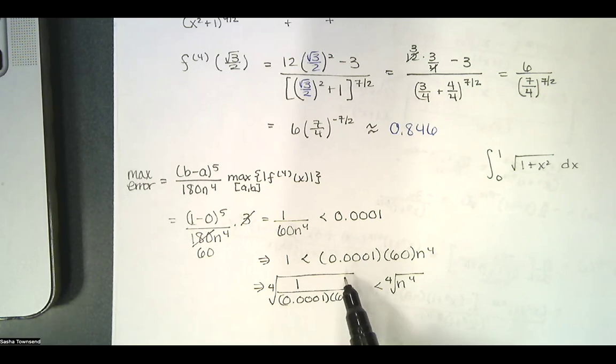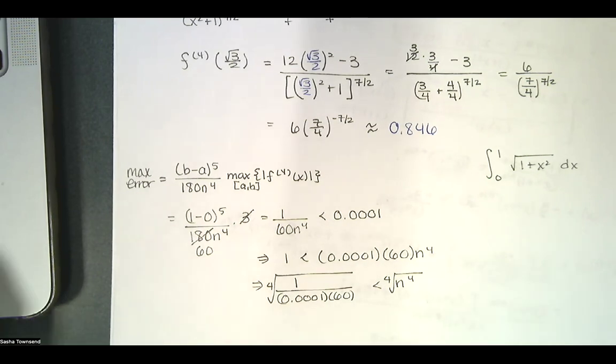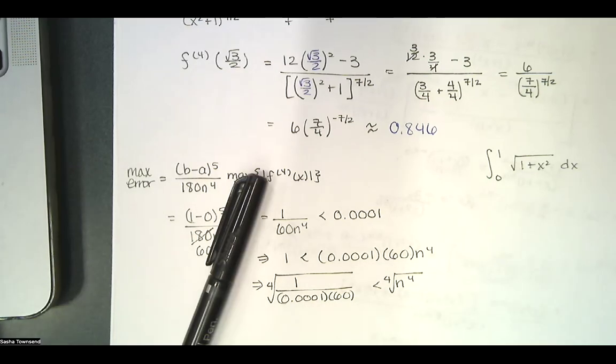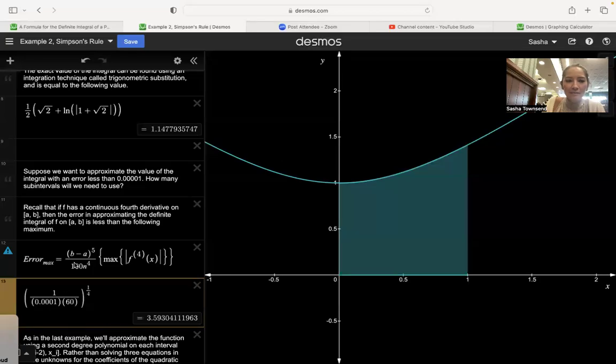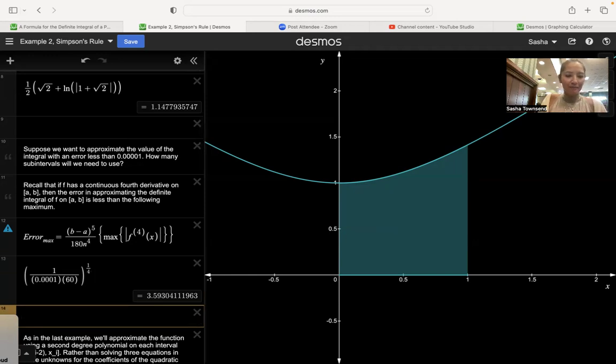This is going to give us a lower bound for our n. I'll use the graphing calculator to compute that. When we calculate that, we see our n has to be greater than 3.593. And of course, n has to be an integer, and when we use Simpson's rule, it has to be an even integer. So n has to be greater than or equal to 4 in order to get our error less than that 0.0001 quantity. So we're going to use n equals 4 again. All right, so that's the plan.